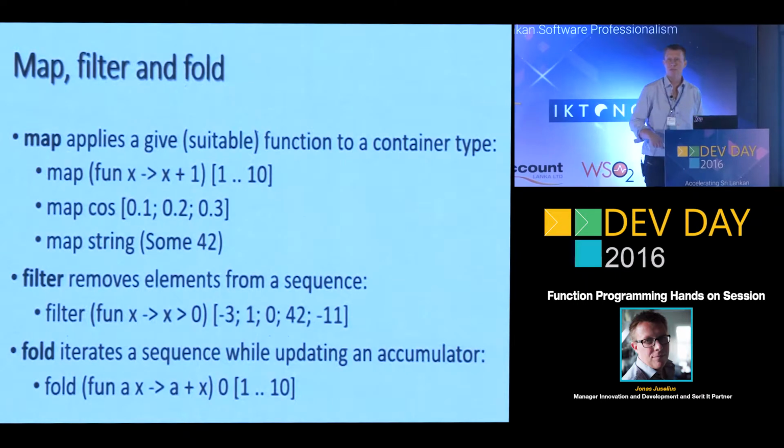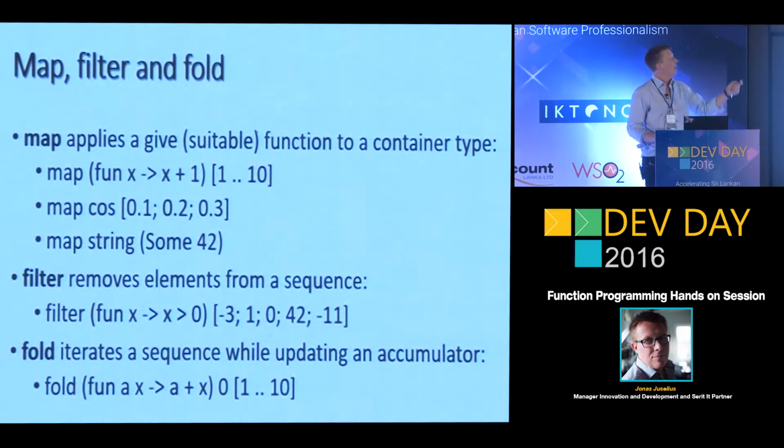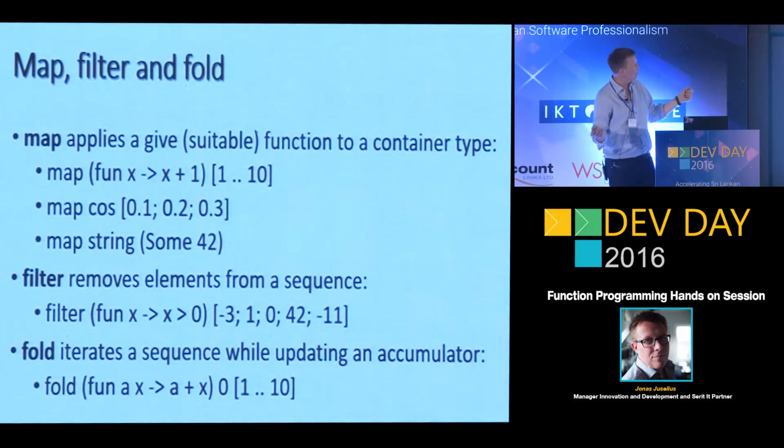Now, map. We're going to see a lot of maps today. Map applies a suitable function to some container type. Typically the container type would be a list or a string, which is basically a list. It takes the function that you give it and applies it to each and every element of the list. So what you get out is a new list where the function has been applied. If I say map, and then use a lambda function, fun x to x plus 1, on the list, I would get out 2, 3, 4, 5, 6, 7, 8, 9, 10, 11.